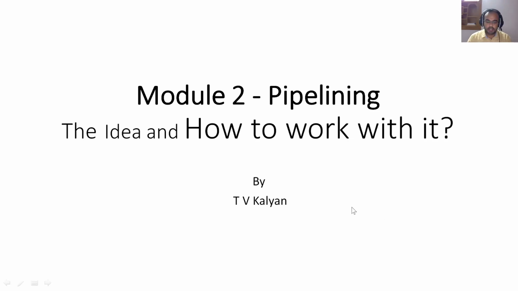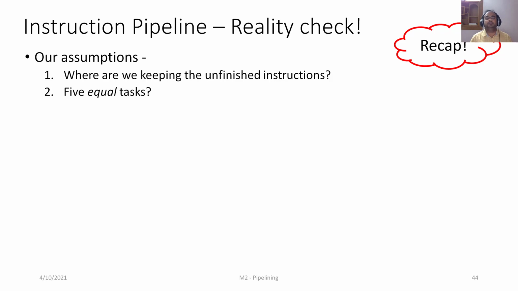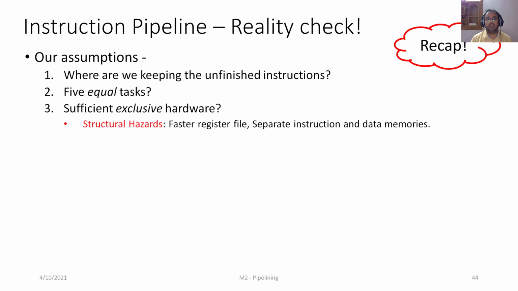Hello students, we'll continue our discussion with practical implementation issues with pipelining. A quick recap of where we are. We started addressing all the assumptions that we have made, and we looked at the pipeline buffers that we need to keep, the unfinished instructions. Then we looked at the design choice, whether we can divide the stages into 5 equal parts or not. Moving on, then we started looking at hazards.